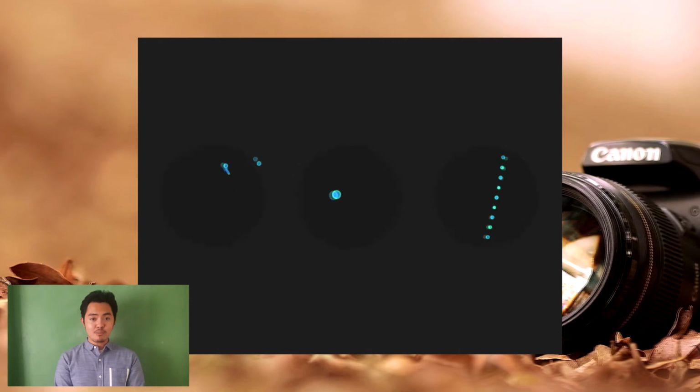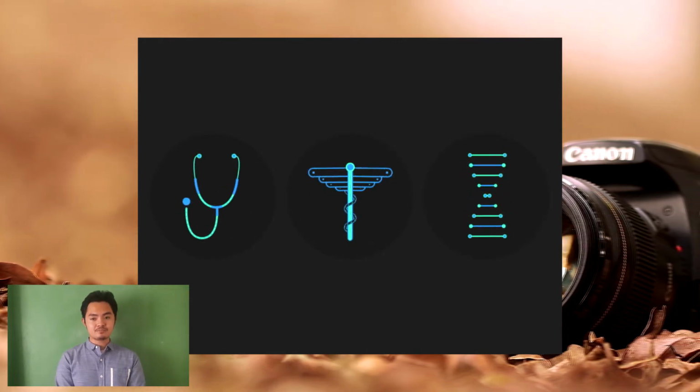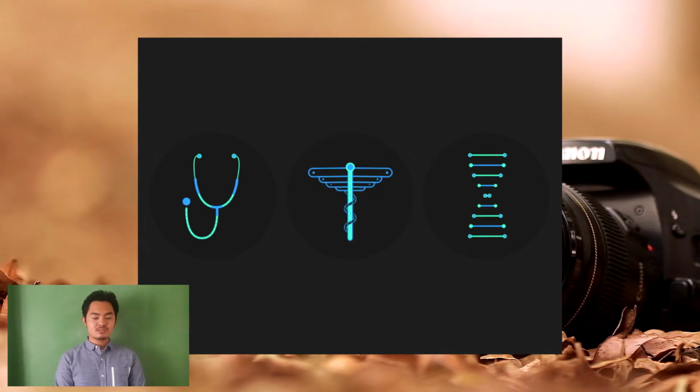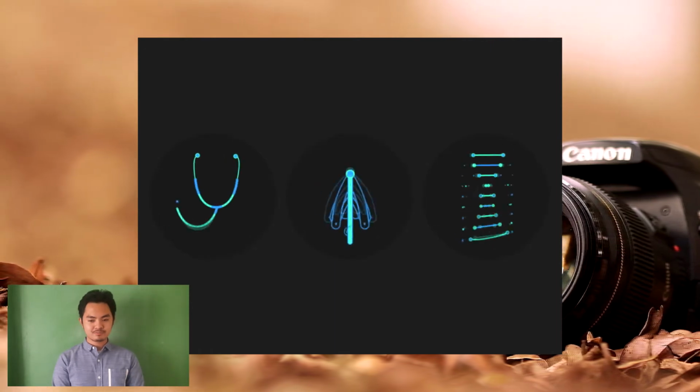Positron emission tomography. Here is the PET scan. Positron emission tomography imaging systems construct 3D medical images by detecting gamma rays emitted when certain radioactively doped sugars are injected into a patient. Once ingested, these doped sugars are absorbed by tissues with higher levels of metabolic activity, for example active tumors, more than the rest of the body.